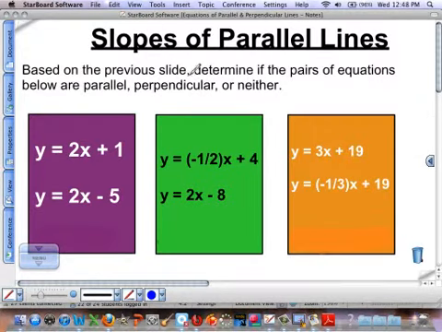Here we go. We're looking at these 3 boxes, and we're going to do nothing but look at the slopes. Are they parallel, perpendicular, or neither? I want you to work with your partner, the one sitting next to you, and discuss if those 2 lines or 2 equations are parallel, perpendicular, or neither for all 3 boxes.